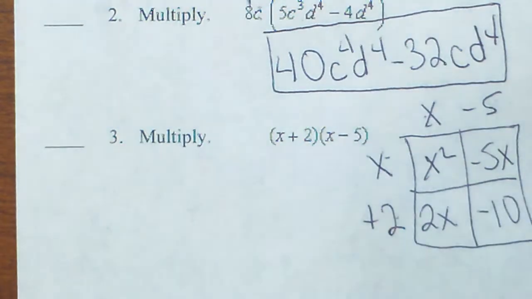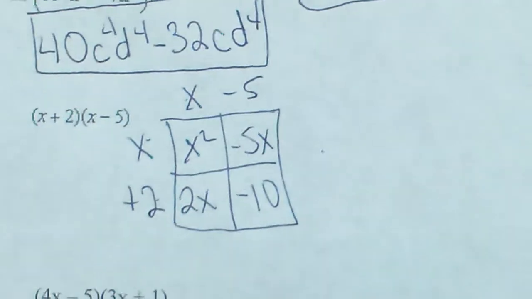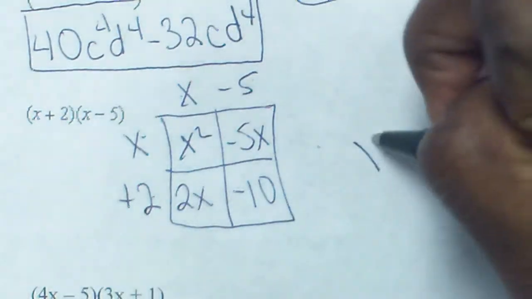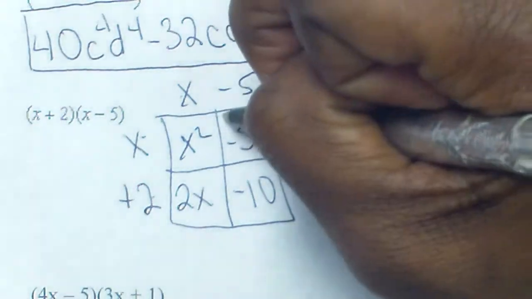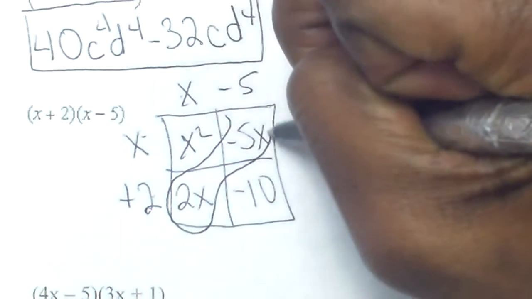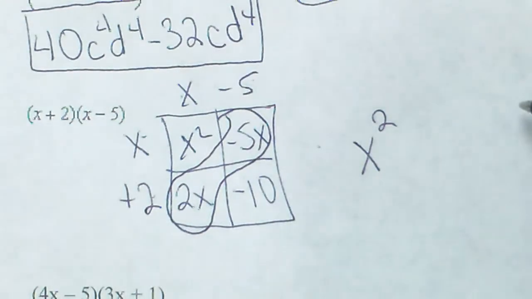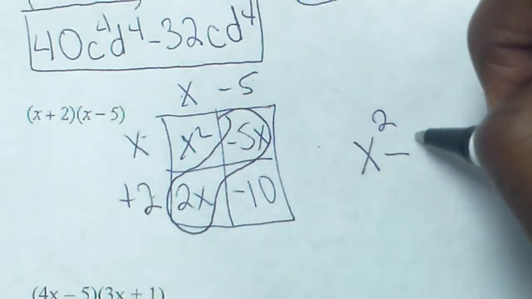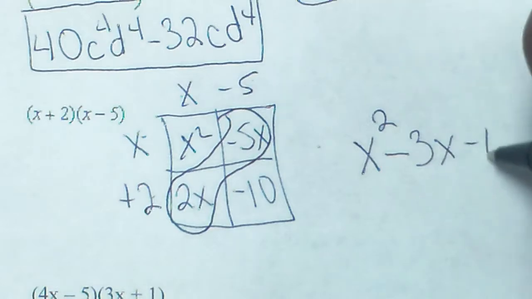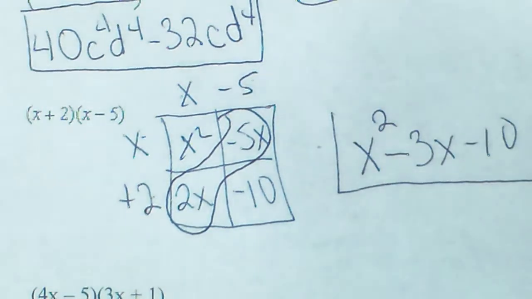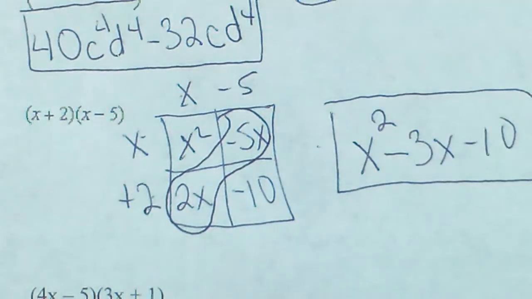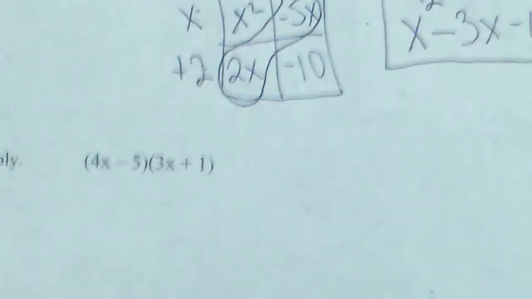Then when you write your answer, let's scoot that over a little bit. You write that first term, x squared. These two are alike, so we're going to combine them. And that's when you add, when you combine like terms. That's negative 3x minus 10. Got that? Next one, I'll use full method.